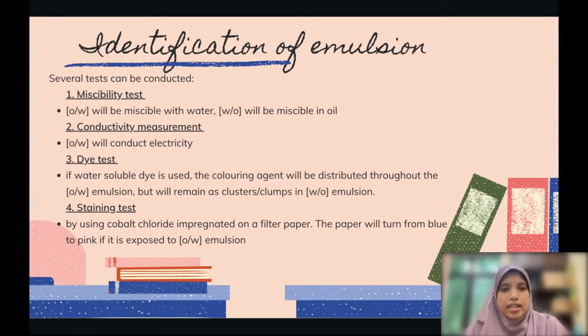The last test is the staining test. By using cobalt chloride impregnated on a filter paper, the paper will turn from blue to pink if it is exposed to oil in water emulsion. So the 4 tests can be conducted, but I think the easiest that we can do is the miscibility test.